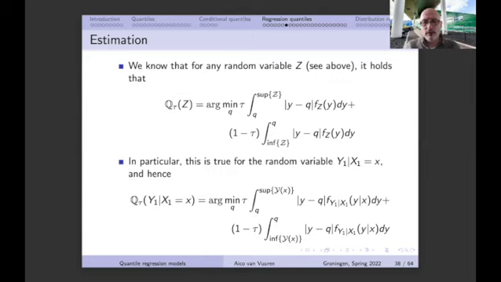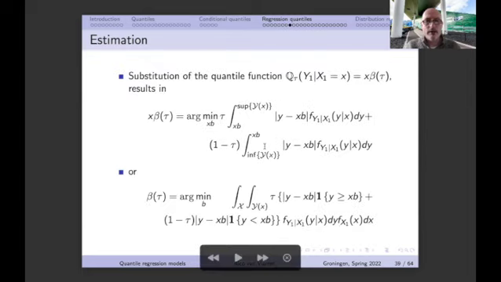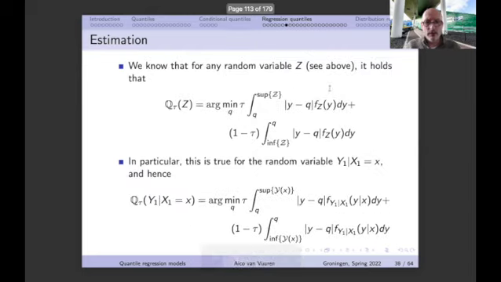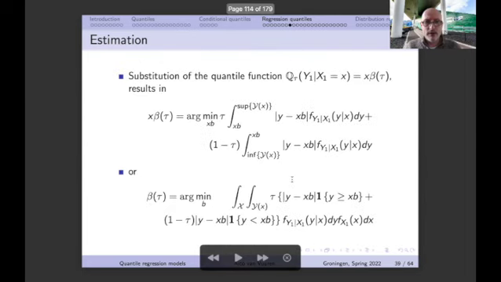But apart from that, we have exactly the same as what we had before. Well, then what we can do is look at the fact that we already know that the conditional quantile of y1 conditional on x1 equal to x is always equal to x times beta tau. So, substituting that in, based on the equation from the previous slide, we can also see that x times beta tau should be minimizing this thing over here.